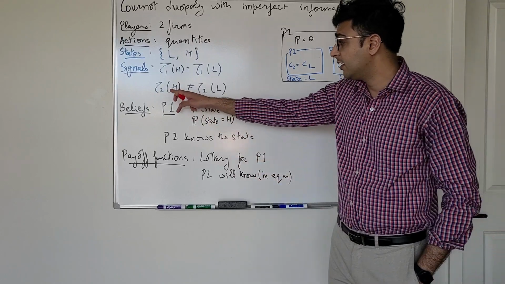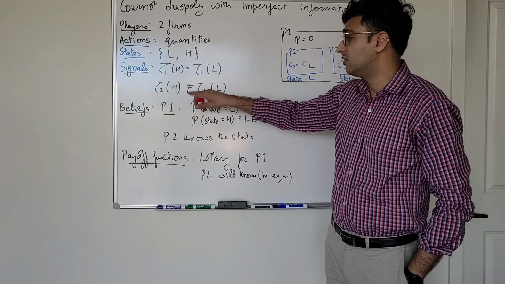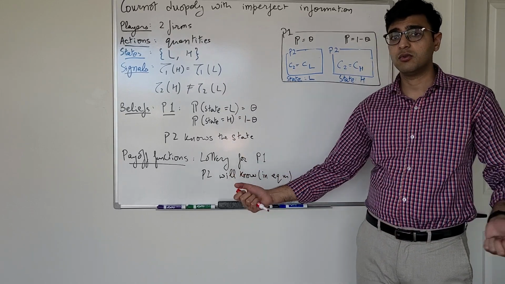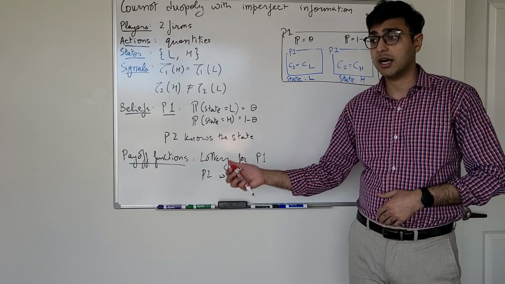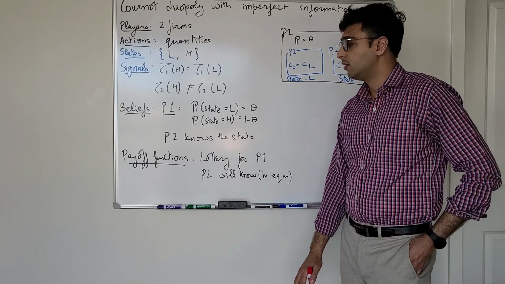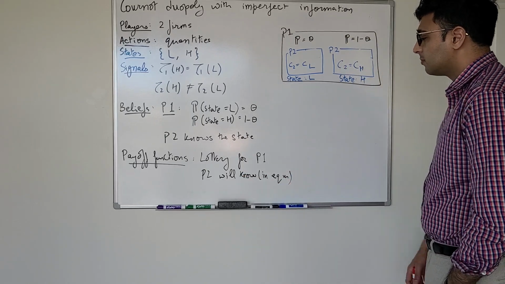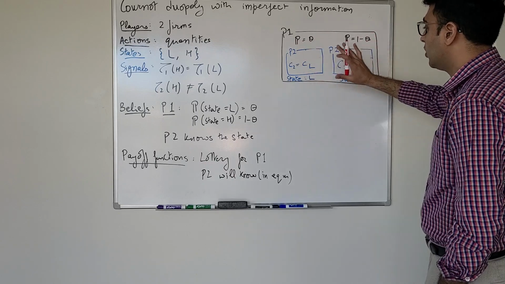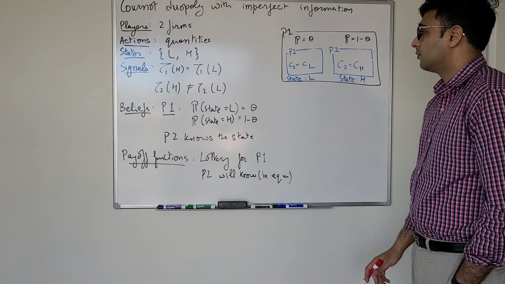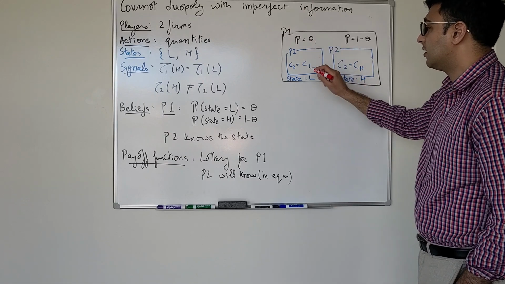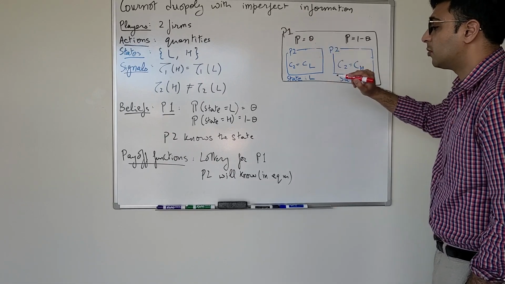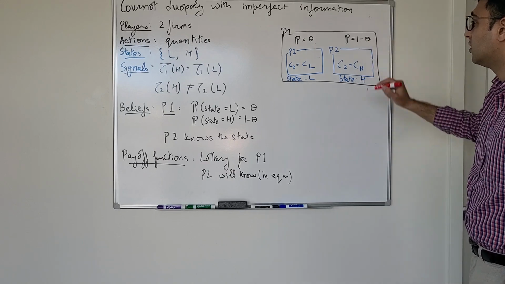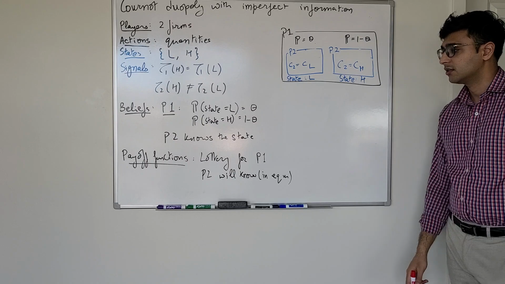For player 2, the signal when the state of the world is H is different from the signal when the state of the world is L. So therefore, player 2 knows whether the state of the world will be H or L, depending upon the signal that is received. So player 1, because he doesn't know, has beliefs over what the state is. Player 1 thinks that player 2 has a low cost with probability theta, and a high cost with probability 1 minus theta.